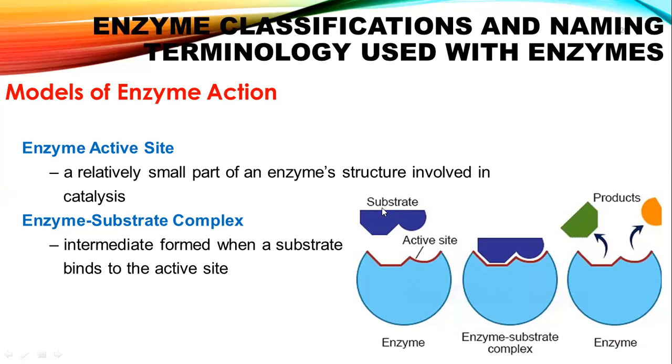But if we have a substrate with this particular shape, and our particular enzyme is able to recognize this substrate, then they would have an enzyme substrate complex. When there is an enzyme substrate complex, the enzyme can now catalyze and convert the substrate into the product. And then when the reaction occurs, the product is released from the enzyme.